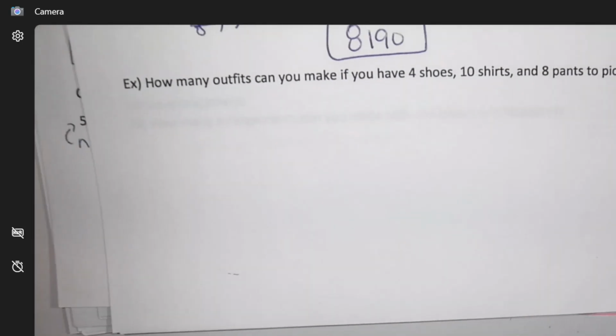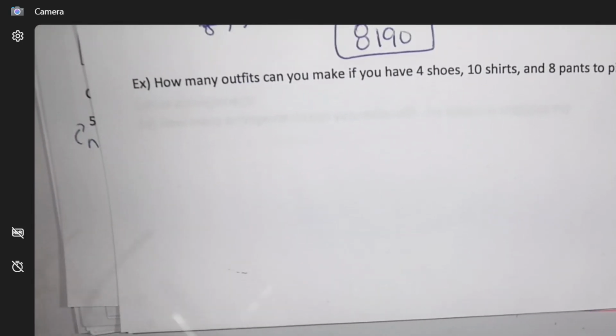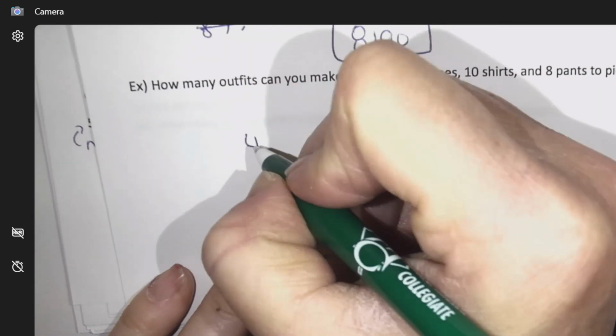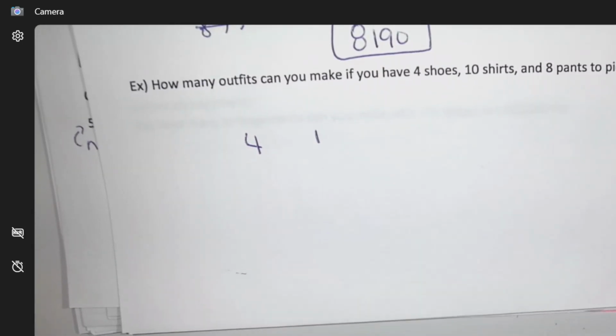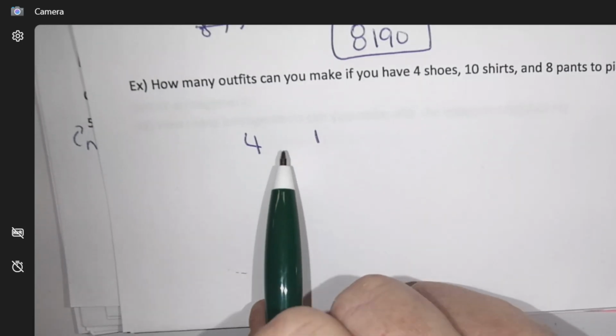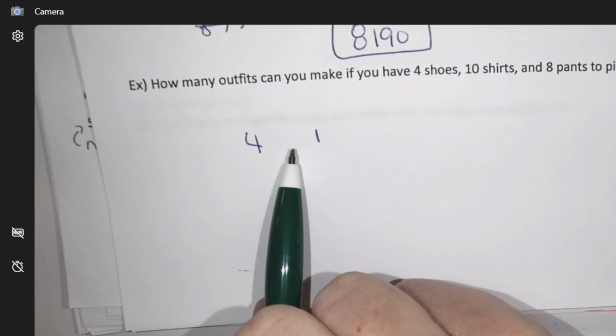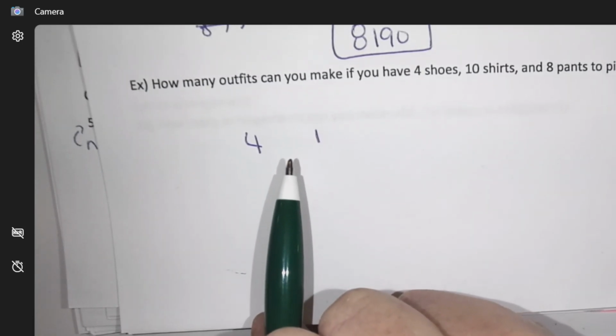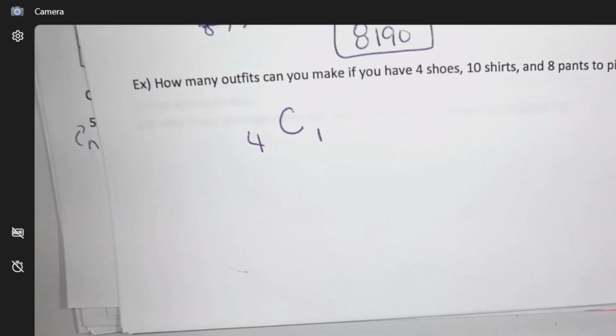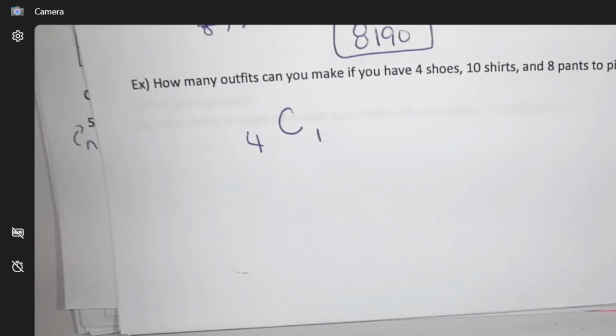Okay, you're gonna make an outfit for yourself, and you have 4 shoes, 10 shirts, and 8 pants to pick from. Okay, so I have 4 shoes, and I'm gonna need a pair of shoes, just one pair of shoes. So would I choose that shoe, or would I permutate with that shoe? I'm just gonna choose that shoe. The order of my shoes don't matter. I'm just gonna be choosing one of them.